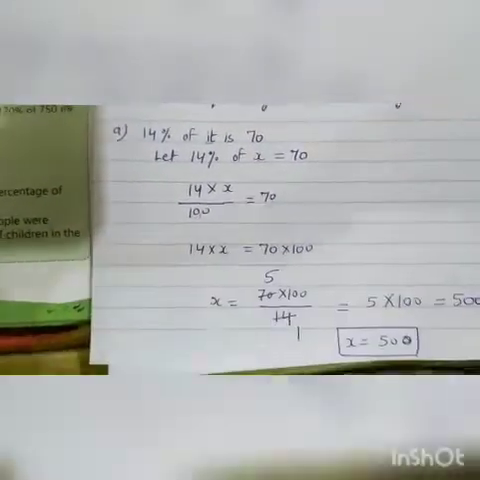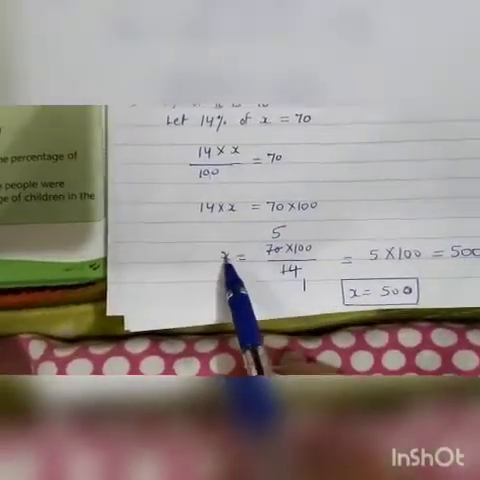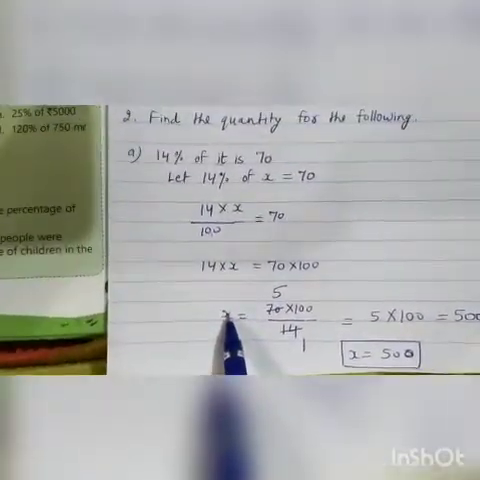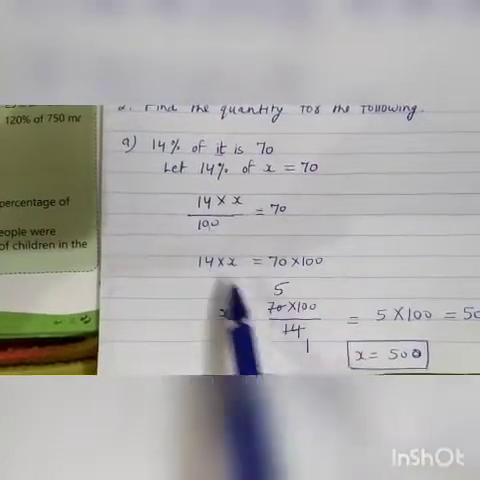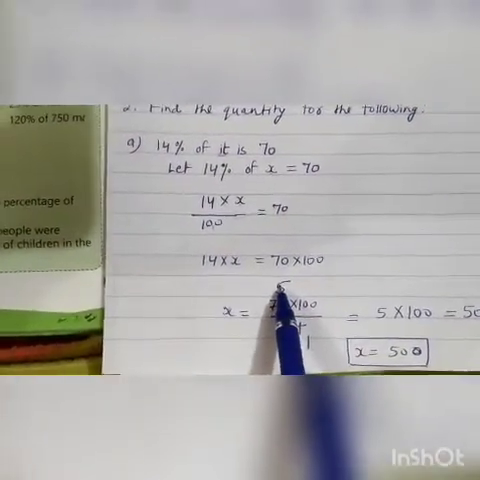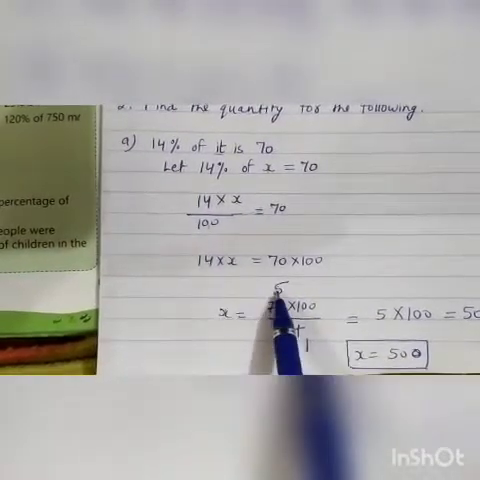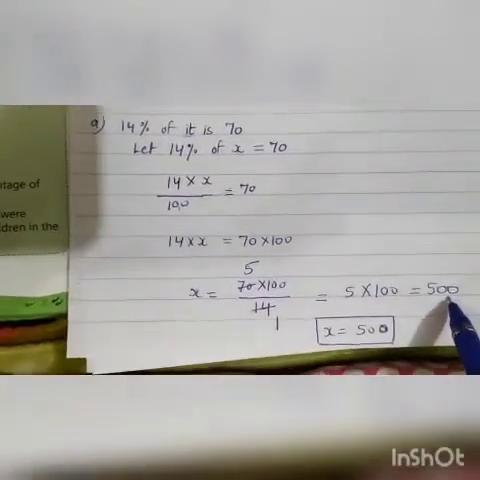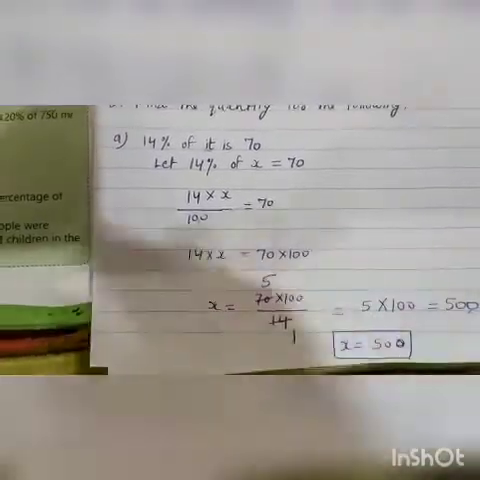Here by cross multiplication, now this x is equal to 70 multiply 100 upon this 14. 14 1s are 14. 14 5s are 70. So x is equal to 5 into 100. That is 500.